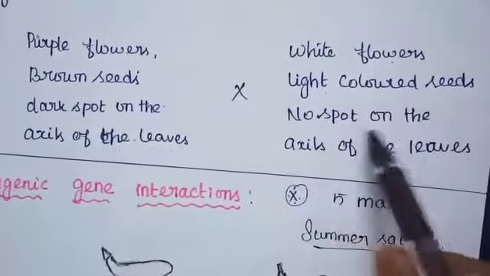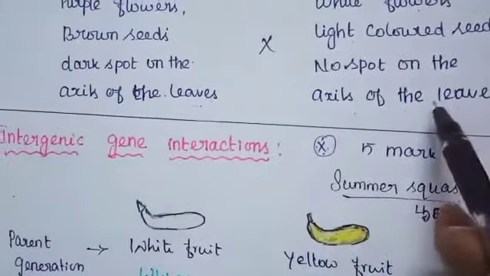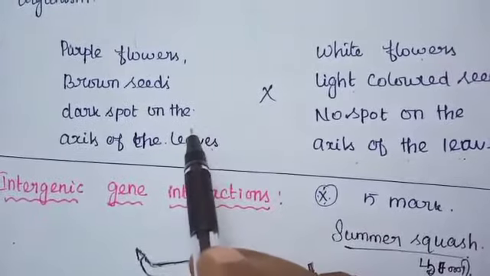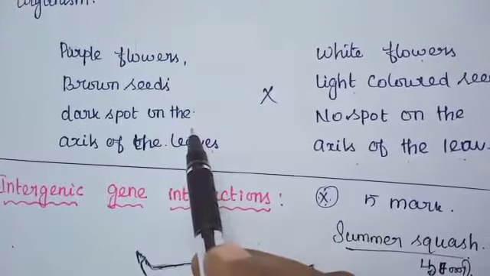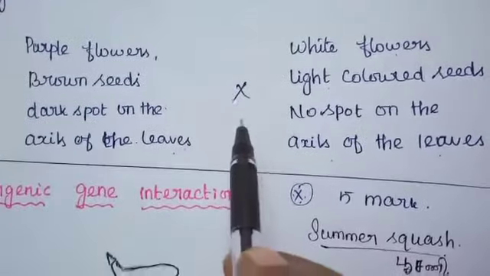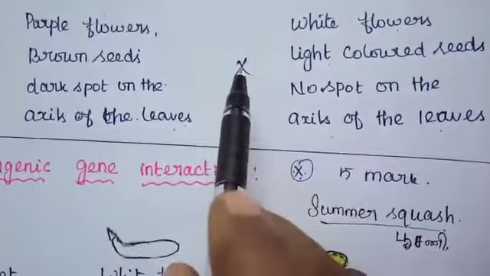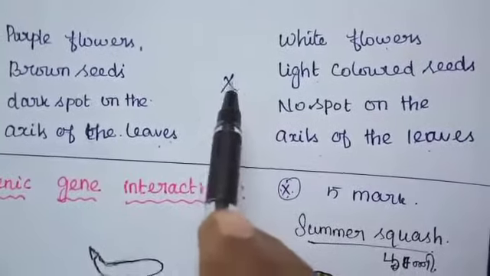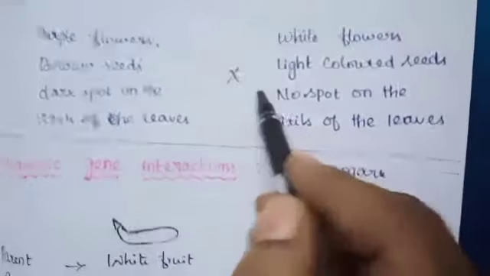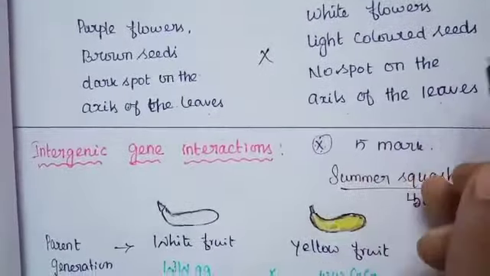crossed with white flowers, light colored seeds, no spot on the axil of the leaves. The three traits, flower color, seed color and leaf axil spot, were all inherited together as a single unit. This is due to the pattern of inheritance where the three traits were controlled by a single gene, with dominant and recessive alleles. Example, sickle cell anemia also.